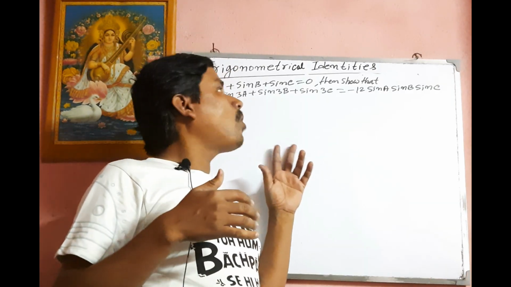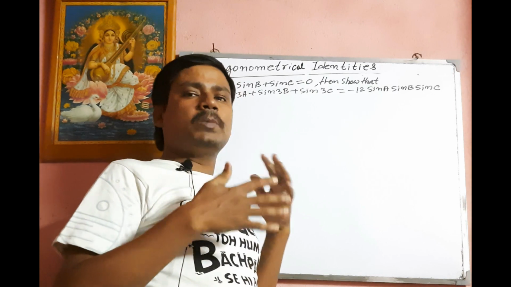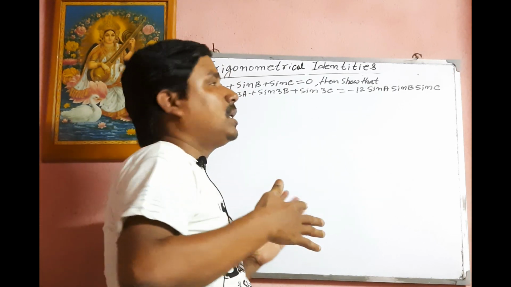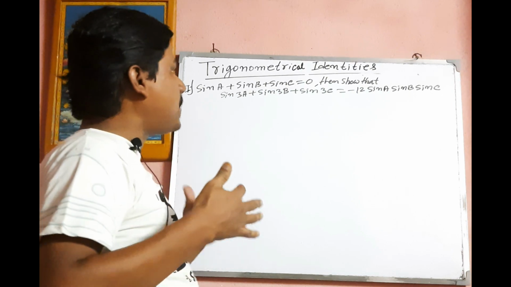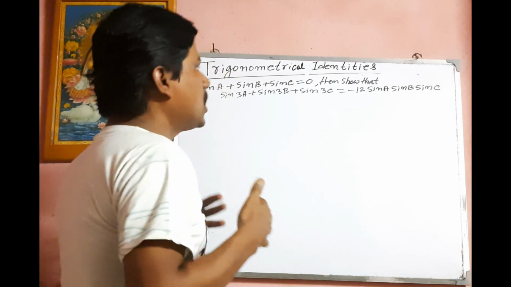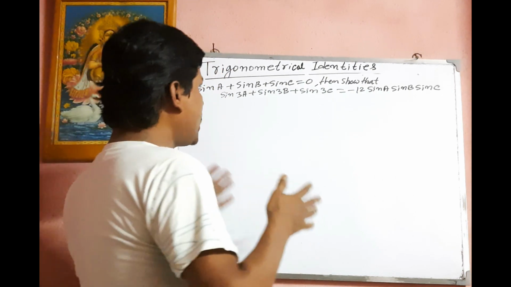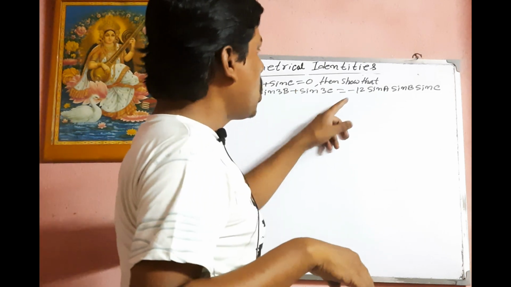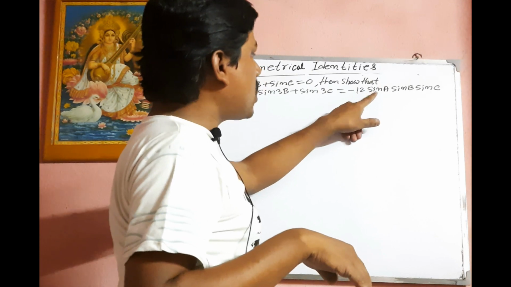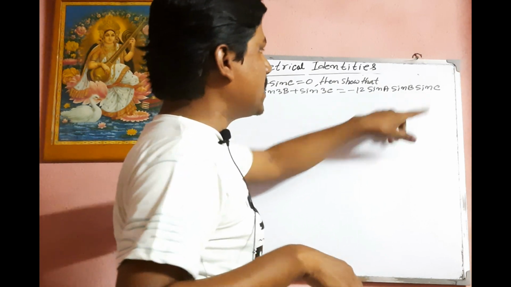Now this is the first example of the day, and the example is, if sin A plus sin B plus sin C is equal to 0, then show that sin of 3A plus sin of 3B plus sin of 3C is equal to minus 12 times sin A into sin B into sin C.